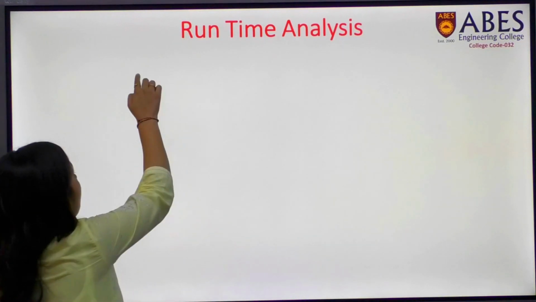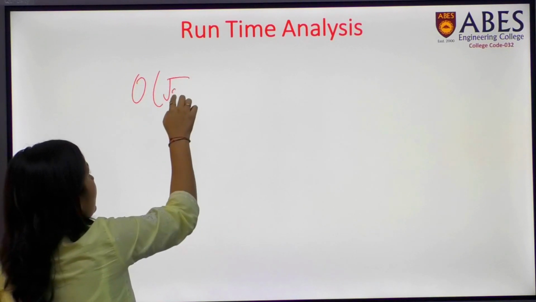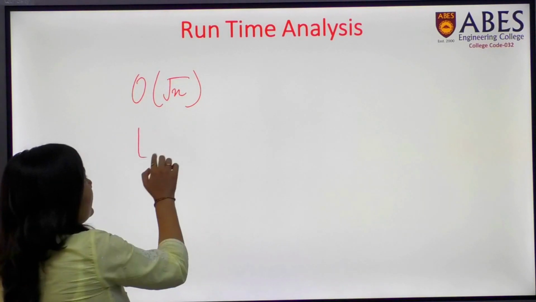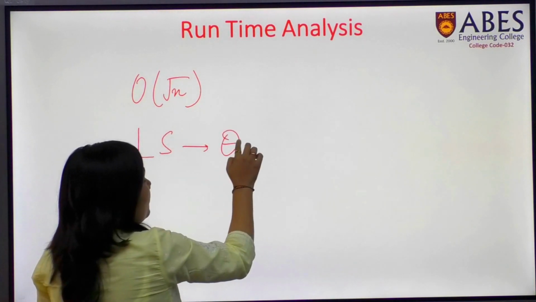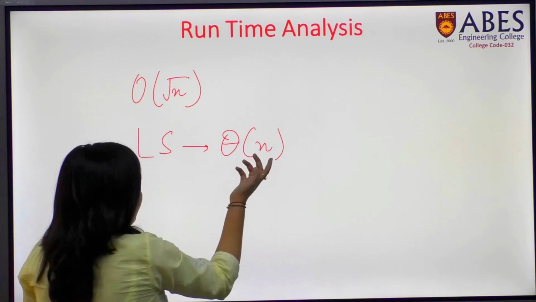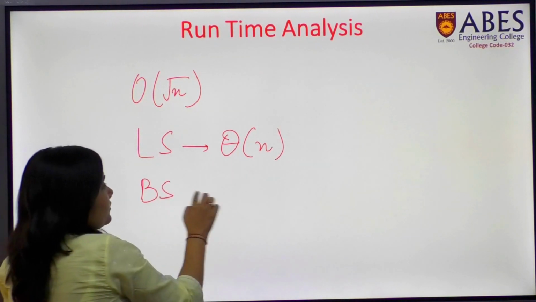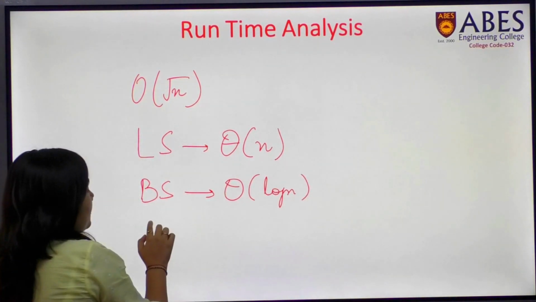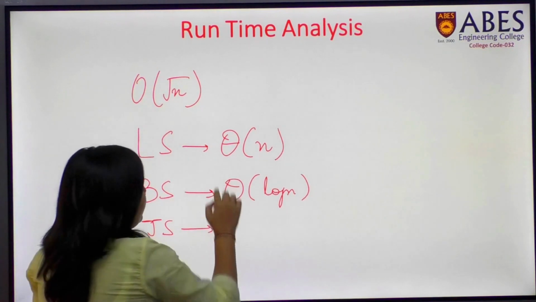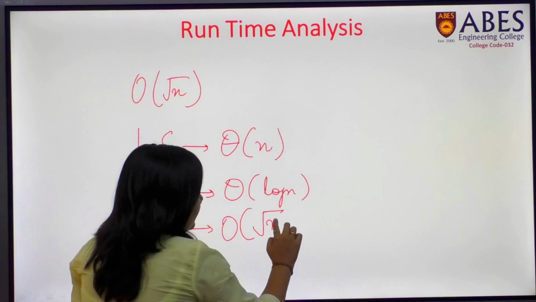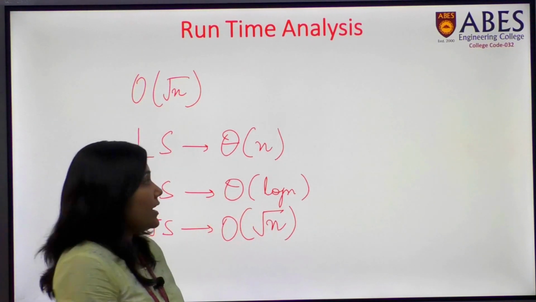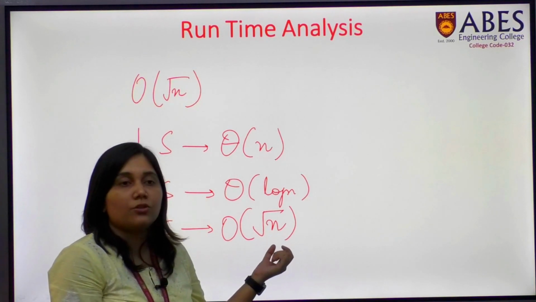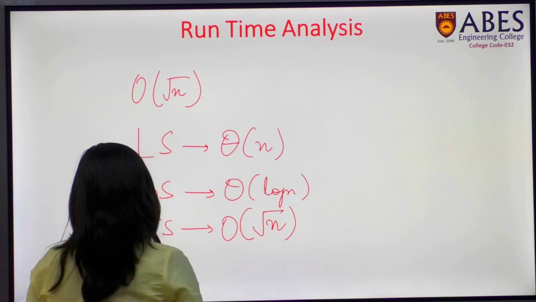So I have told you that my runtime analysis and my time complexity for this one is order of under root n. So you know that for linear search we have a time complexity of theta of n, or you can call it as order of n. Binary search we have order of log n, and then for jump search we have the complexity of root n. Now you can see, as per the growth function, we know that this is the smallest one. So we can use this concept for the searching.